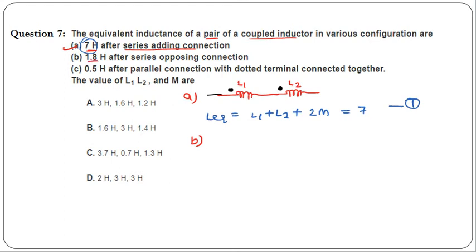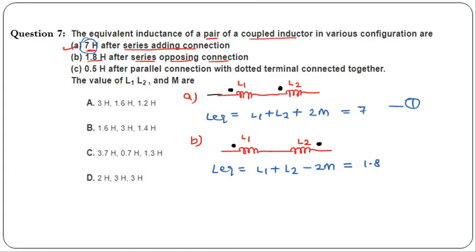In the B part it is given 1.8 Henry after the series opposing connection. So again they are connected in series, but now they are connected in the opposing connection. Opposing means, suppose यहाँ पे एक dot है, it means current is first entering into the dotted terminal. For L2 it will be entering the undotted terminal first. So this is the opposing connection. So इस केस में L equivalent का formula will be given by L1 plus L2 minus 2M, and its value given is 1.8 Henry. So suppose this is equation 2.